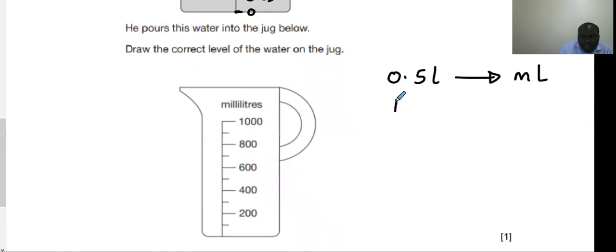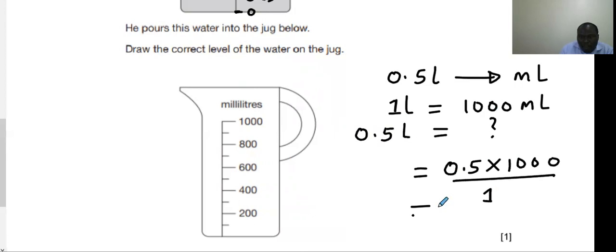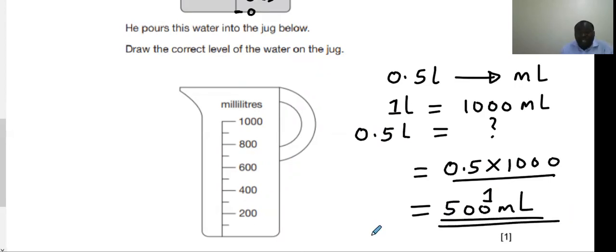Okay, so we know that 1 liter equals 1,000 milliliters. How about 0.5 liters, how many milliliters will it be? In that case, it will be equal to 0.5 times 1,000 divided by 1. So the answer will be 500 milliliters. Wow. Okay, so 500 milliliters, we have to scale it here. We have to work out where 500 milliliters is.